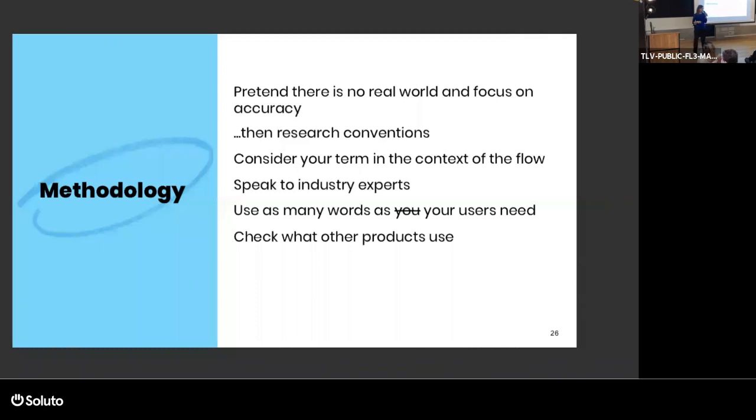Speak to industry experts. Before I started working at Fundbox, and I've been to plenty of hotels, I still didn't know what authorize meant. So I spoke to people who know these things, people who worked in the payments department at Amazon and who work at PayPal, and said, what does this mean to you? And use as many words as you need. Use as many words as your users need, not as you need, but however many words that they need to understand what you're talking about.